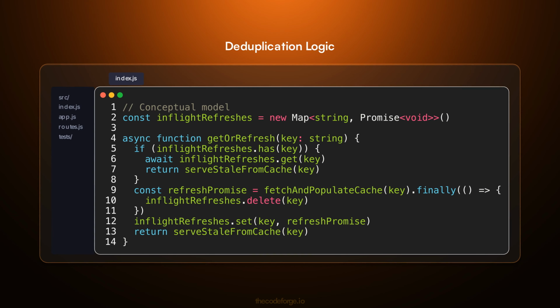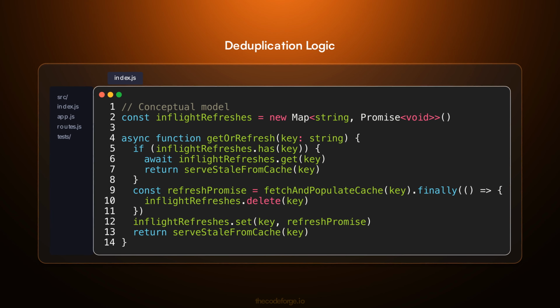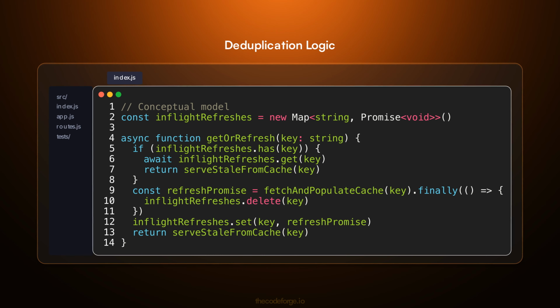This conceptual model shows how deduplication works. If a refresh is already in flight for a key, new requests wait for it and then get stale data. Only one origin call is made per cache key, regardless of traffic volume.